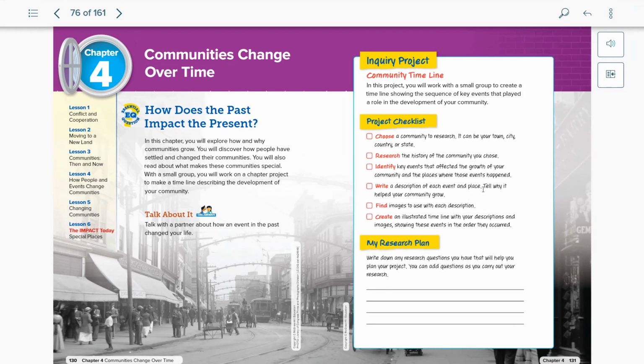So let's go ahead and get started. In this chapter, we're going to explore how and why communities grow, and you're going to discover how people have settled and changed their communities. You'll also read about what makes these communities special.